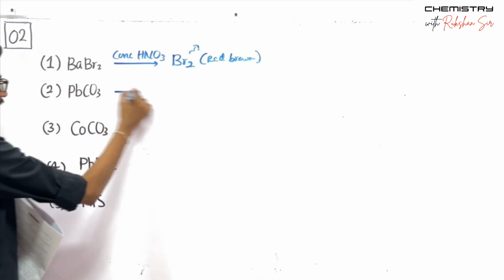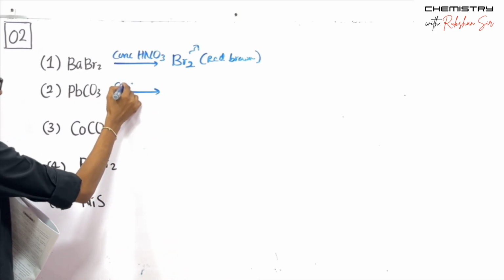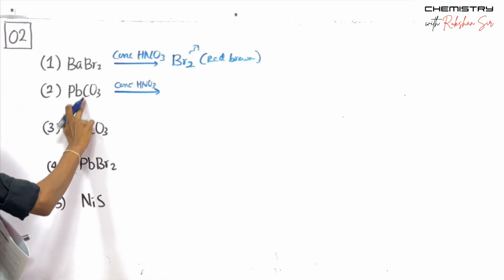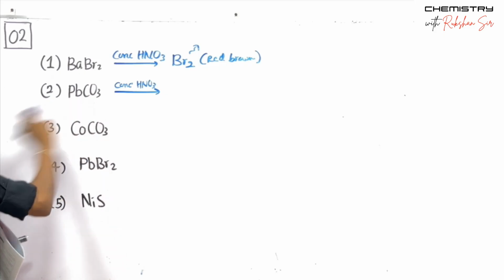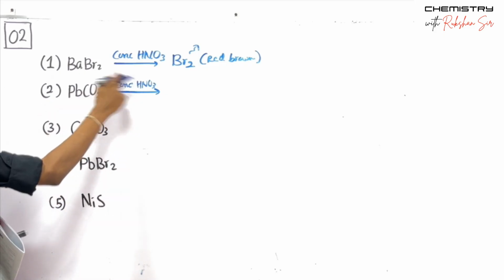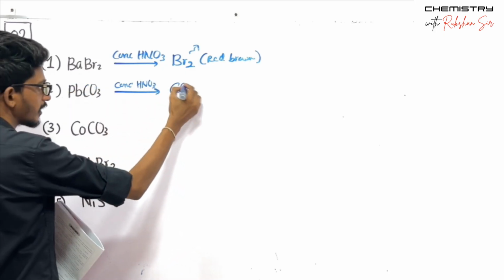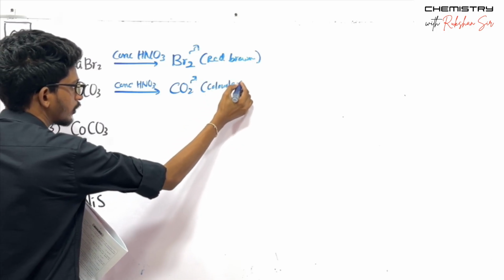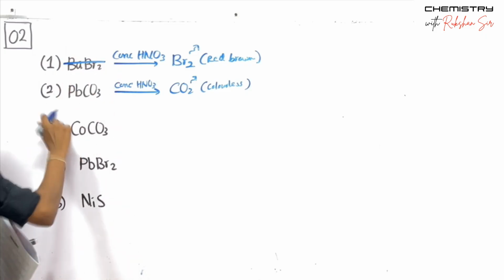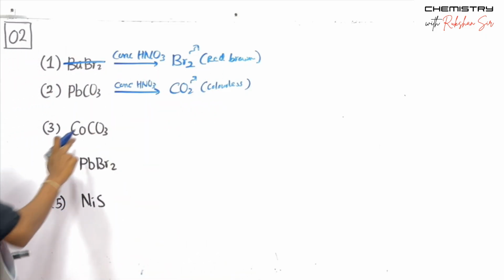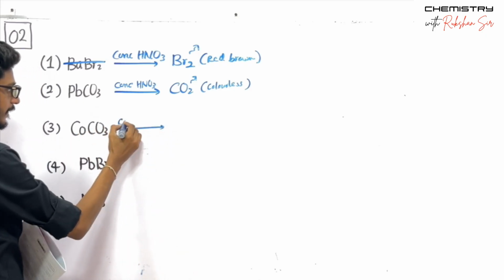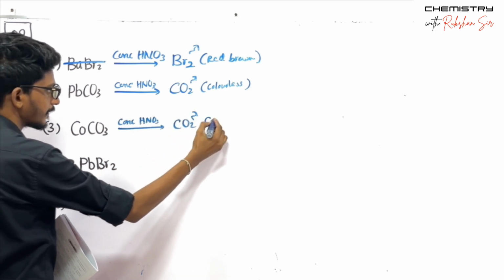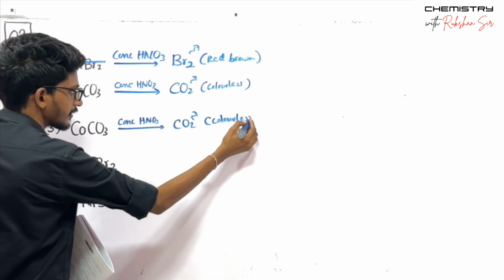With this one, even with the dil acids, carbonate still releases CO2 gas. So with the conc acid as well, it releases the same gas, the CO2 gas. It is colorless. So we are looking for colorless gases. So this is out. So cobalt carbonate with conc HNO3 will release a CO2 gas. Colorless.